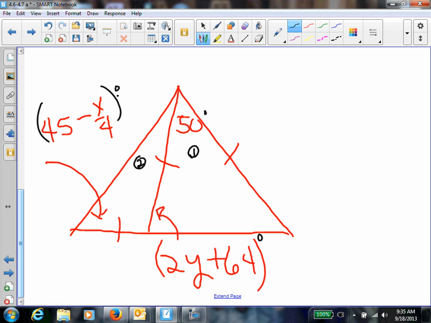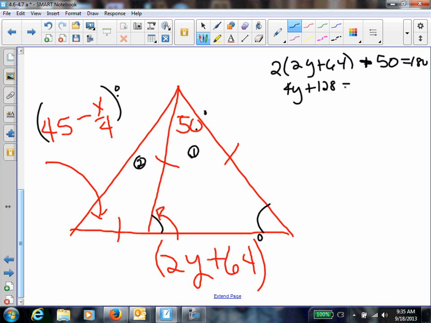They share a common side, but that doesn't mean that the angles are going to be the same. Okay? So what we realize is this is 50, this angle and this angle are congruent. And so we can say twice 2y plus 64 plus 50 equals 180. So 4y plus 128 equals what? 130. 4y is equal to 2, so y is 1/2. So if y is 1/2, that makes each of these 65 degrees. I'm just plugging it in.